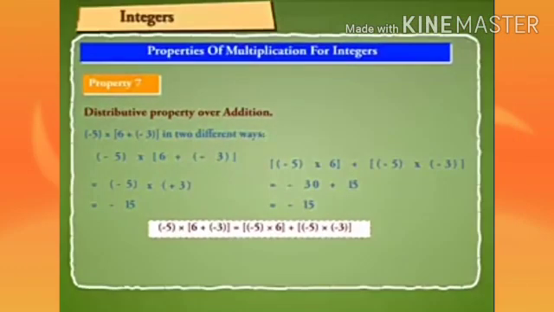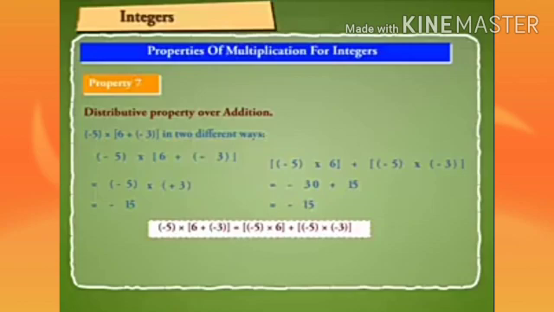Next property is distributive property over addition. Here we can compute minus 5 into the sum of 6 and minus 3 in two different ways. In the first case, minus 5 into 6 plus of minus 3. Here minus 5 we can write as it is. Then 6 plus of minus 3. What is 6 plus of minus 3? Which is plus 3. So minus 5 into plus 3 is minus 15.